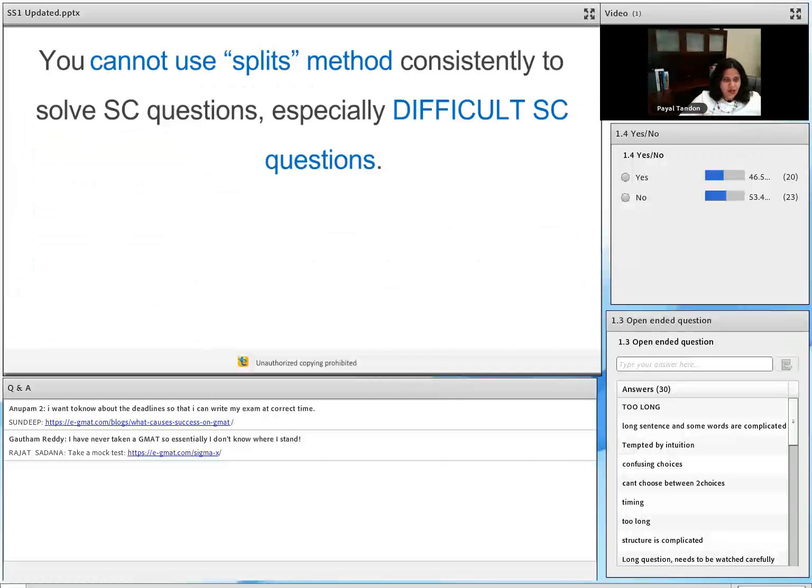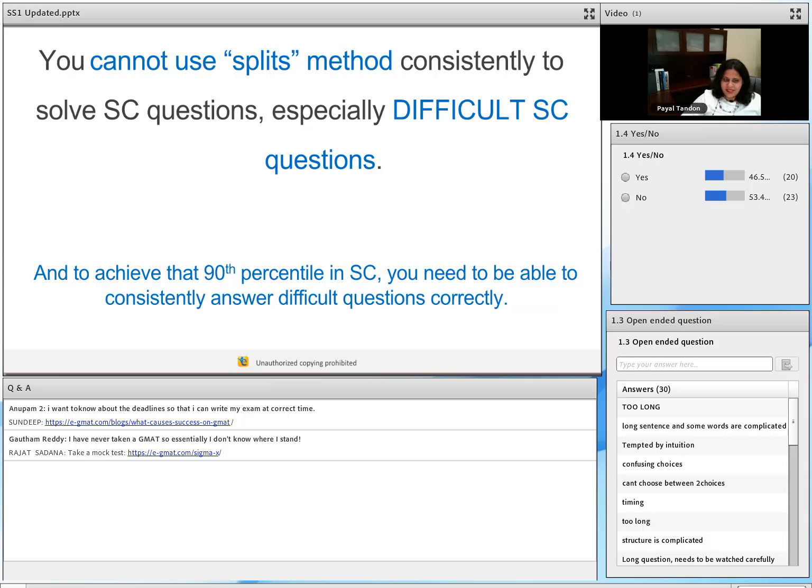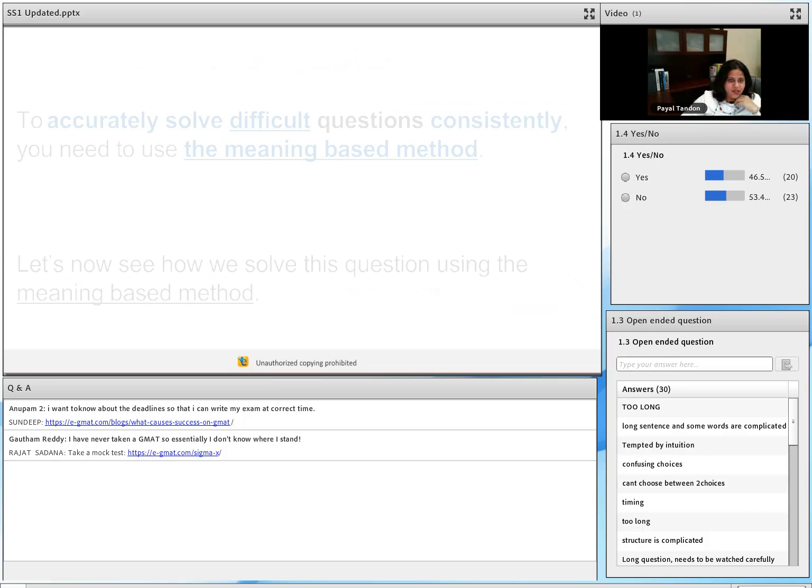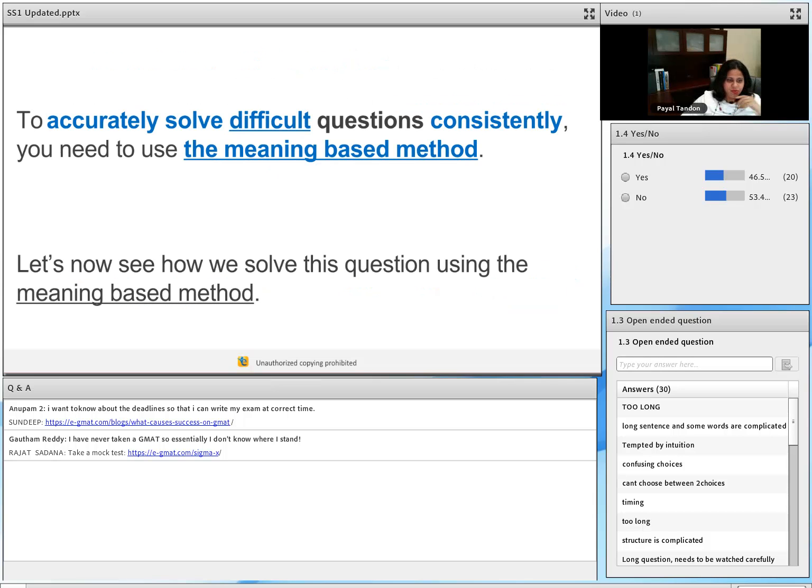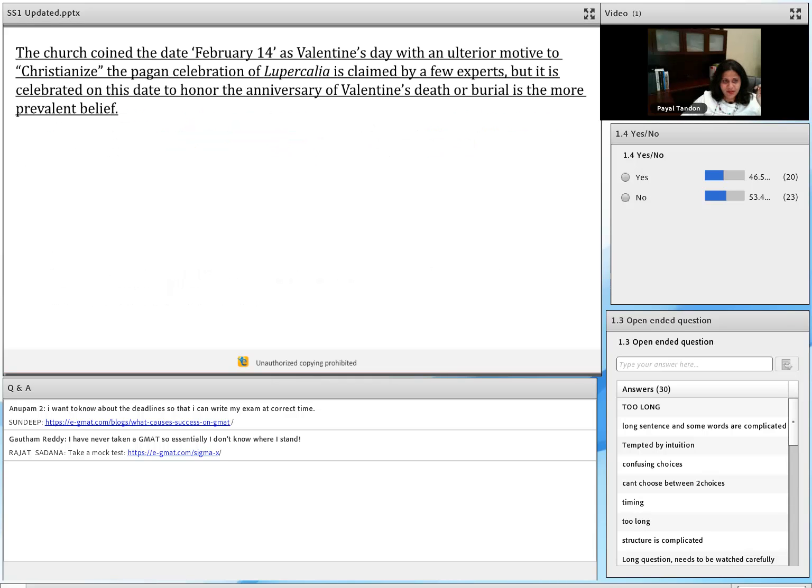So now, again, as I said, to achieve that 90th percentile, you need to utilize a method which consistently gives you the correct answer, and that is the meaning-based method. Now, how would you solve this question using this meaning-based method is what I'm going to talk about. The first and foremost thing that you need to do is split the sentence into its smaller chunks and understand the meaning of those chunks.